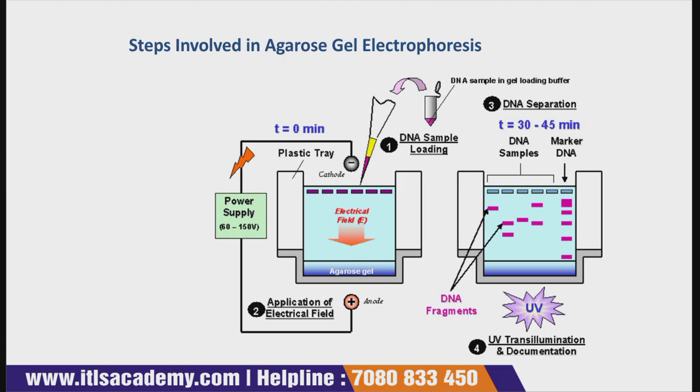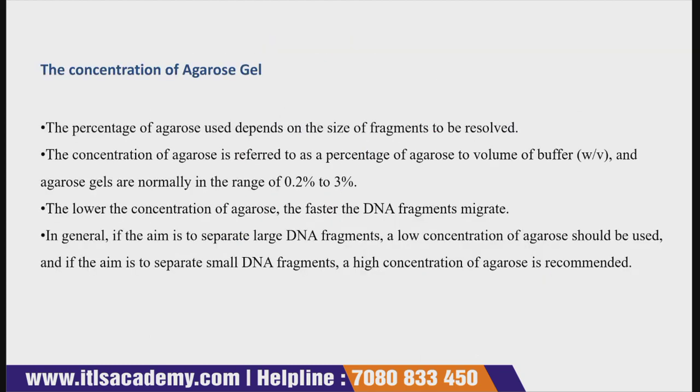And yes, this is how agarose gel electrophoresis works. So what is the concentration of agarose gel? The percentage of agarose gel used depends on the size of the fragment that is to be resolved. The concentration of agarose is referred to as a percentage of agarose to volume of buffer, that is weight by volume, and agarose gels are normally in the range of 0.2 to 3%.